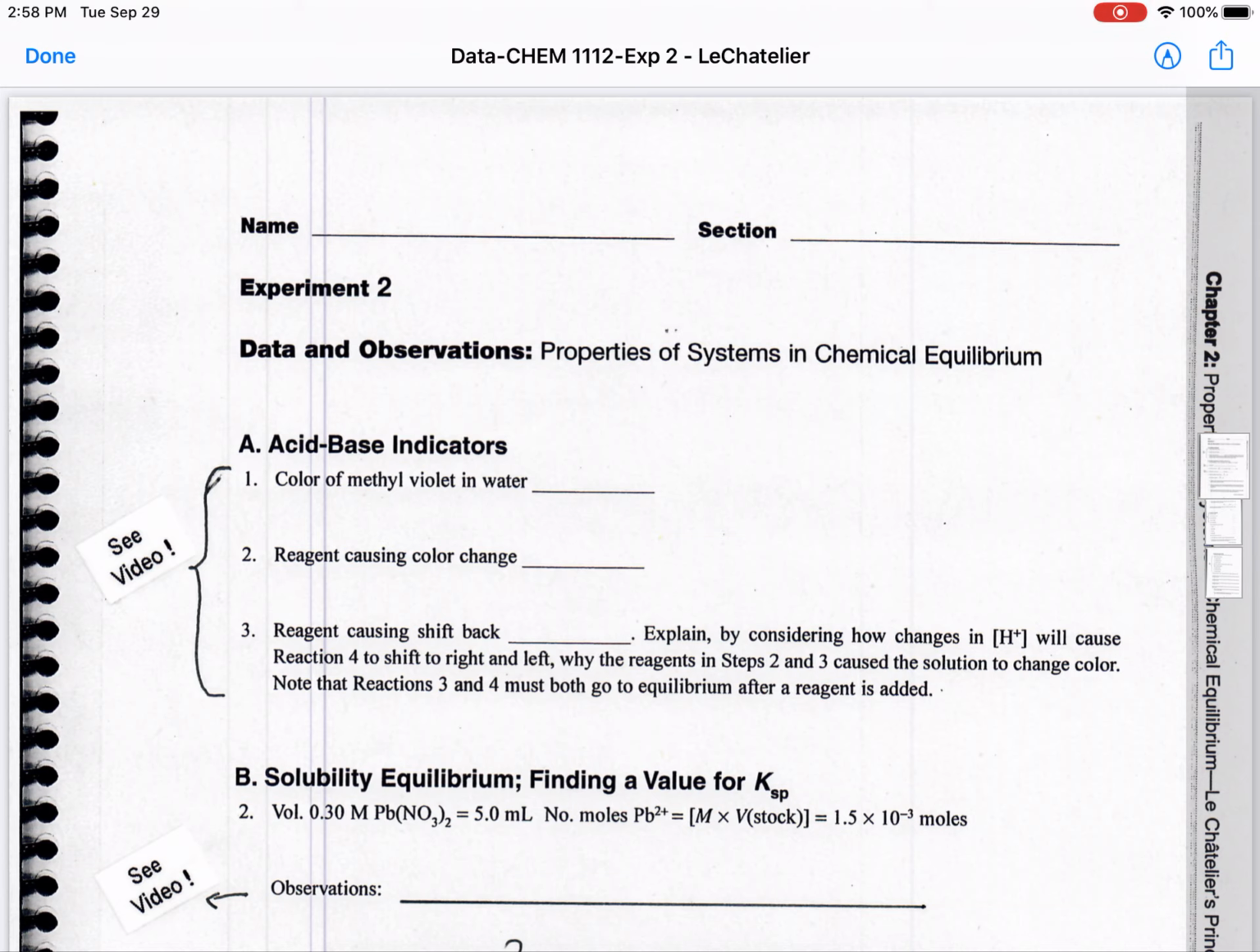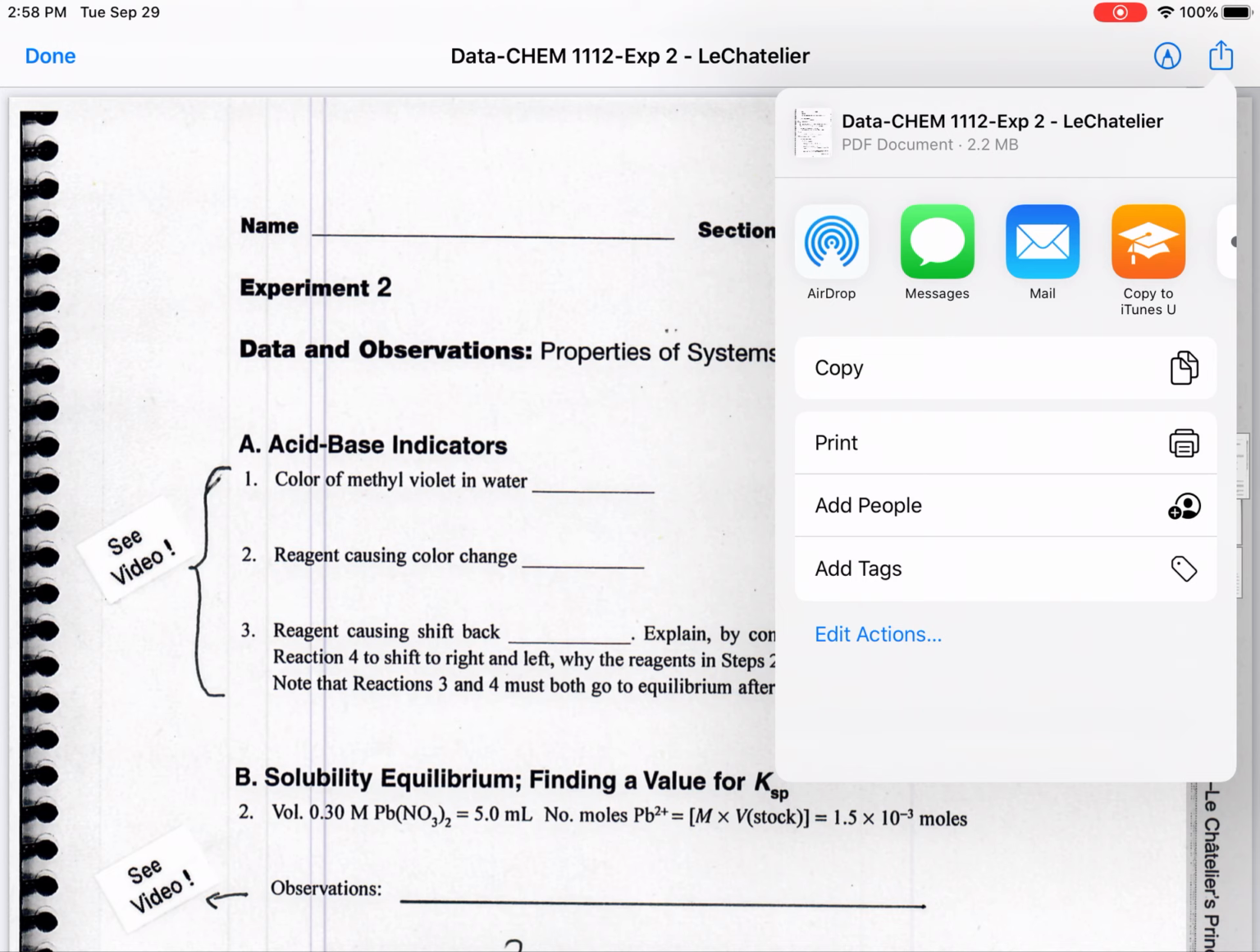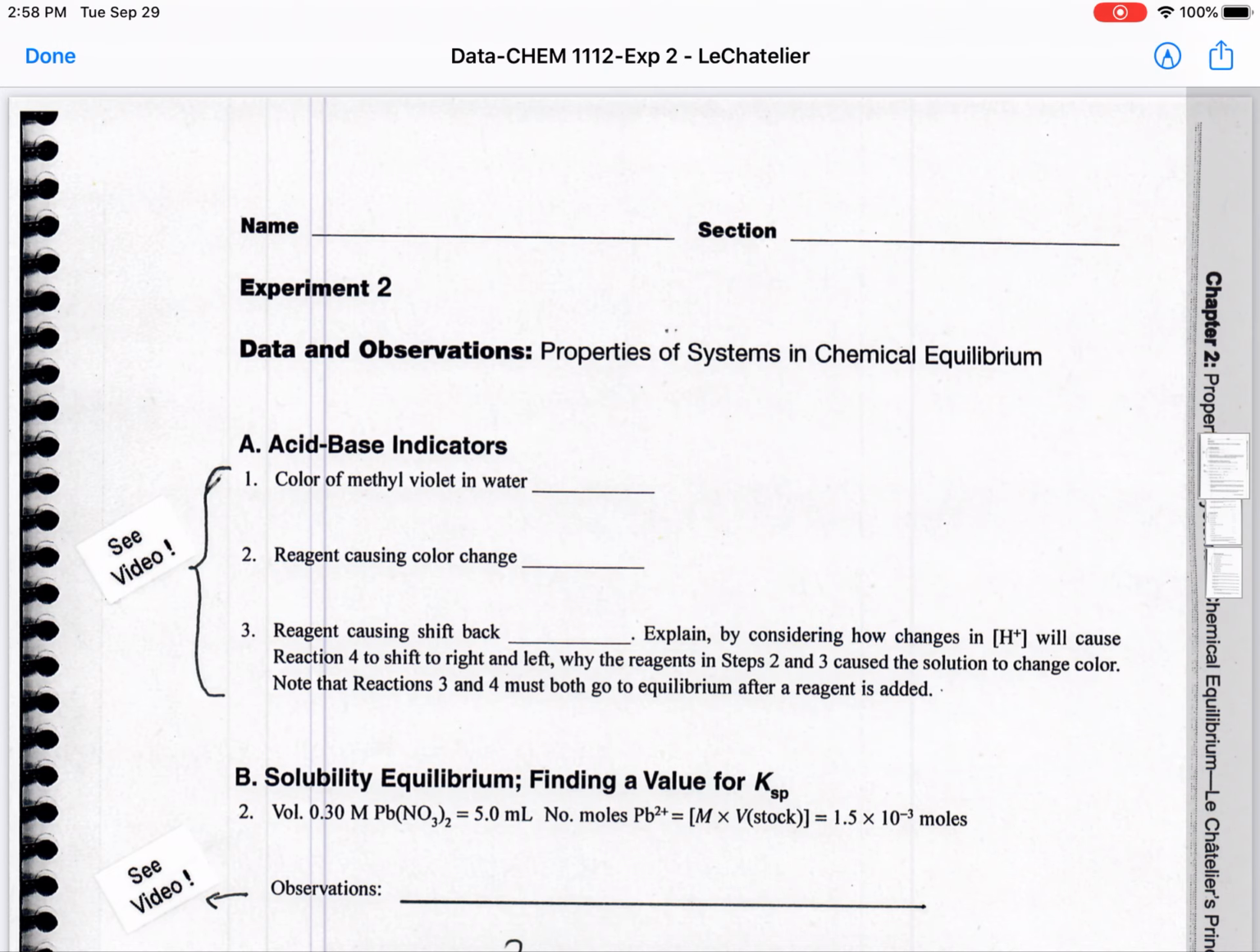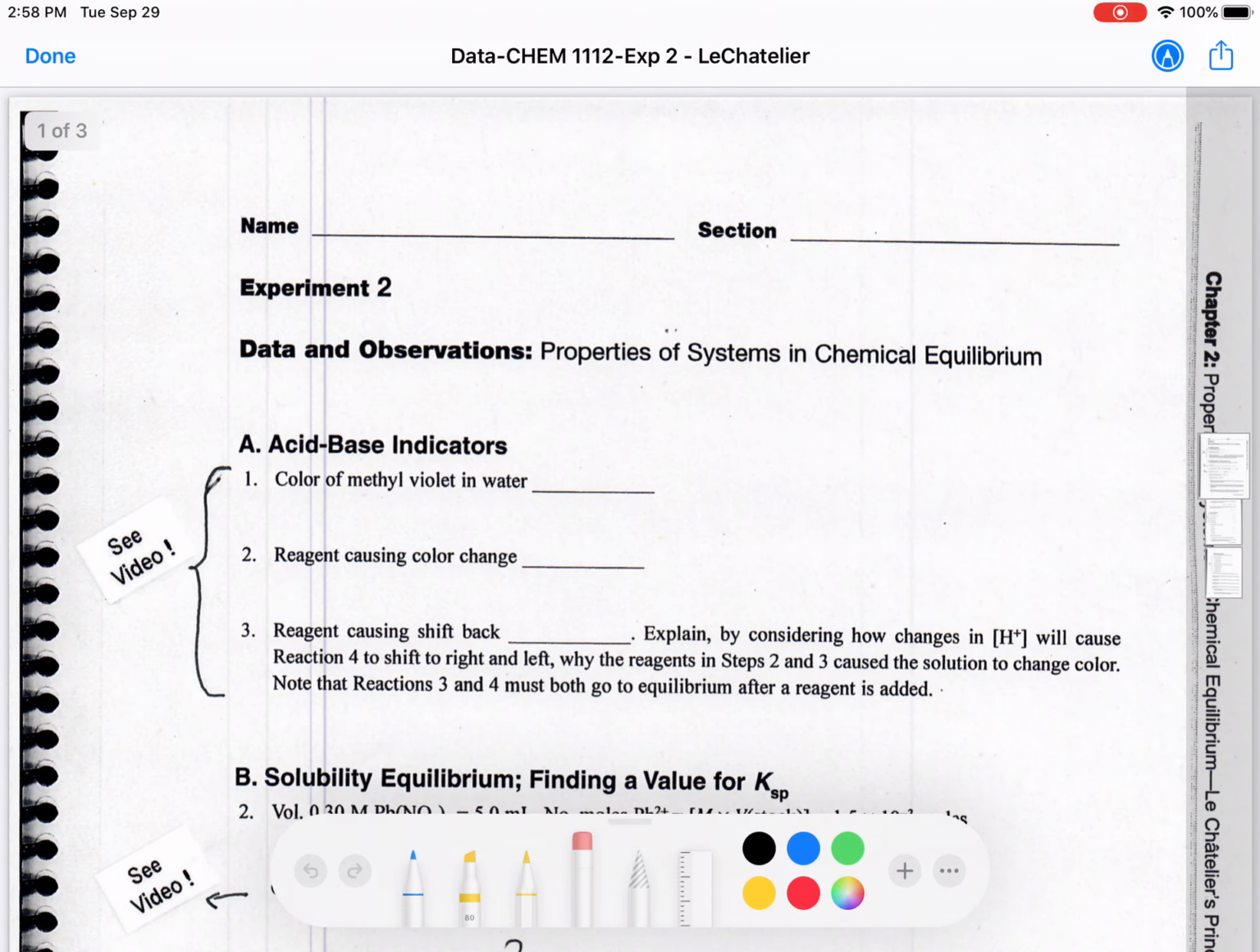So let's see our first observation, looking at methyl violet indicator in water. You should have watched the video, and you can answer this first question without even my help. So, acid base indicators, color of methyl violet in water. There is an equilibrium that exists in this methyl violet. What is the equilibrium?